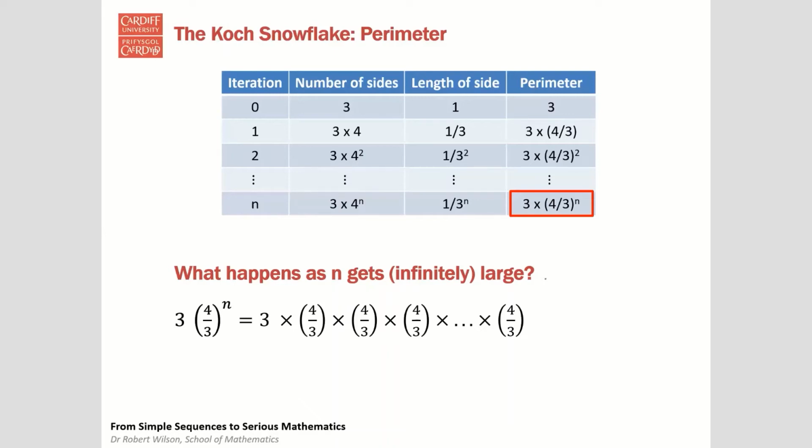1. So at each stage, we are multiplying our perimeter by a number which is bigger than 1, which means as we increase the number of iterations, as it gets larger and larger and larger, the perimeter of our shape is going to tend to infinity. It's going to get infinitely big. So it's going to grow and grow and grow without bound.